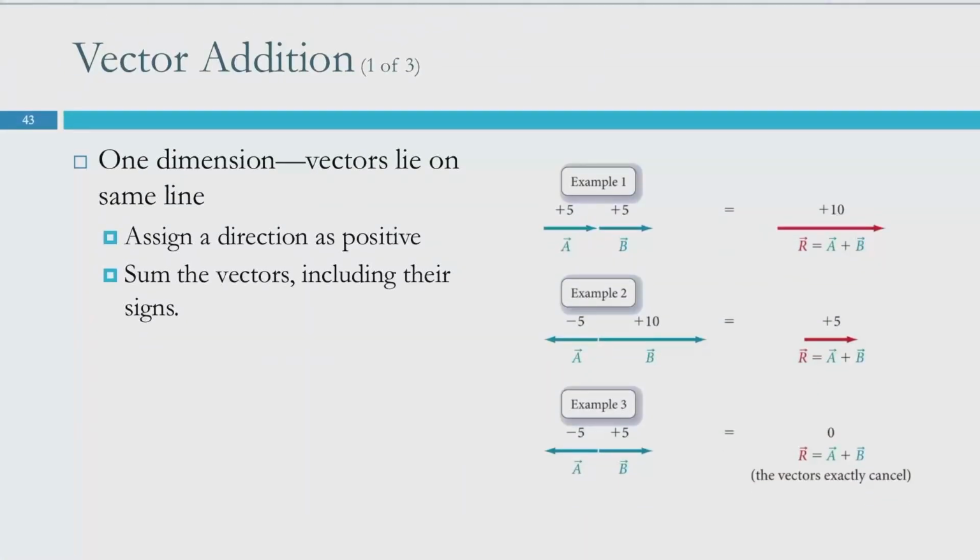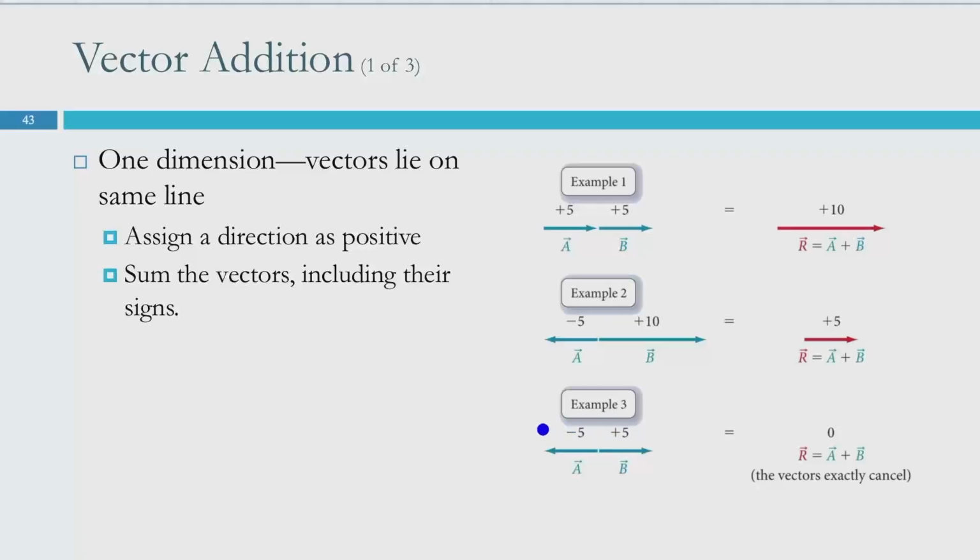I'm going to skip that. This is what vector addition would look like, if you feel like using it, learning it. If we've got one dimension, vectors are all going to lie on the same line. So we can assign a direction as positive. Typically to the right is going to be positive, to the left would be negative. If we've got two arrows to the right of values +5 each, together they would add up to +10. If we've got 10 to the right and 5 to the left, you subtract the 5 from the 10 and you get an overall of +5.